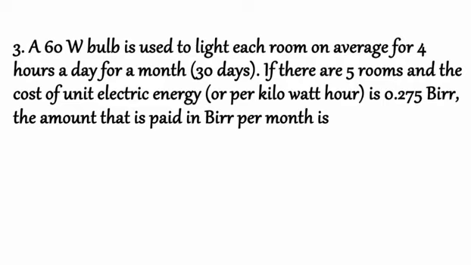A 60 watt bulb is used to light each room on an average for 4 hours a day for a month, 30 days. If there are 5 rooms and the cost of the unit electric energy per kilowatt hour is 0.275, the amount that is paid per month is how much?